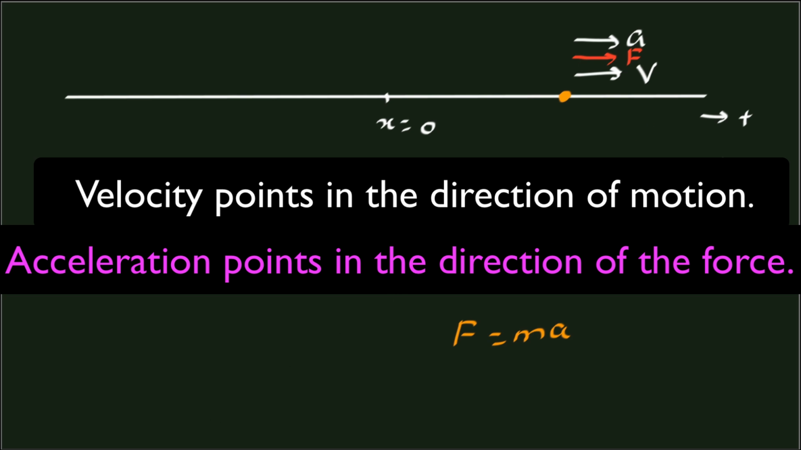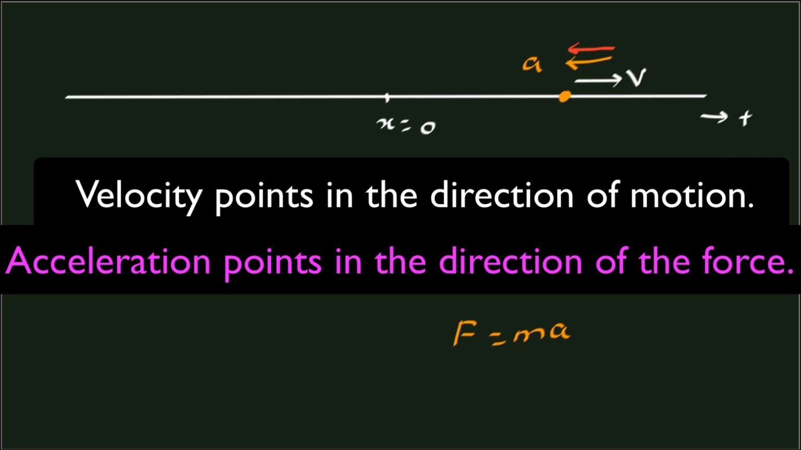Let's look at another example. Let's say the particle is moving to the right, so its velocity is positive. Let's say its acceleration is negative. If its acceleration is negative, that means the force acting on it points to the left. It's moving to the right, someone's pushing it to the left. So what happens? It slows down. So in this example, a negative acceleration means slowing down.